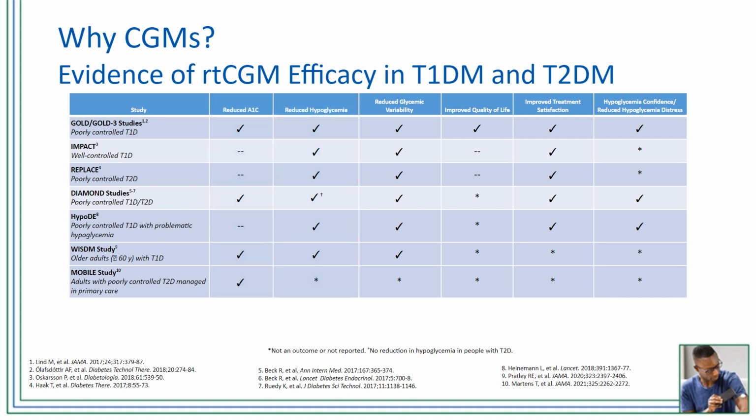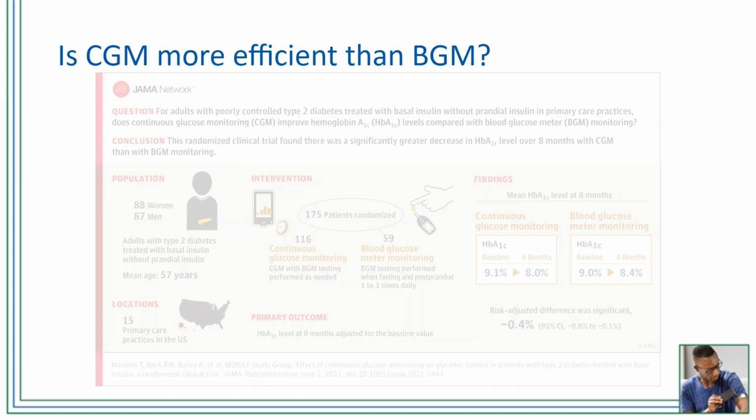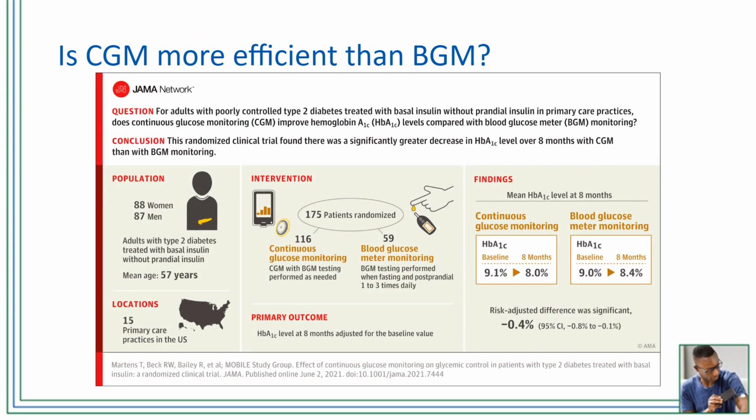They started off in the type 1 population, but they also have adult type 2, and then they have an elderly population too, those over 60. One of the most recent ones was the MOBILE study. The MOBILE study looked at type 2 diabetes on basal insulin without prandial insulin, and those were in primary care practices, so they were being managed by us.